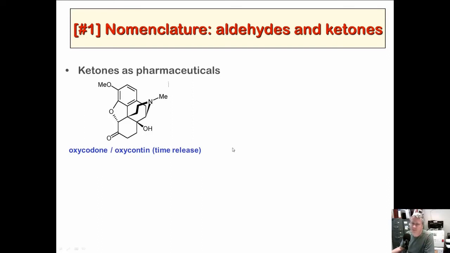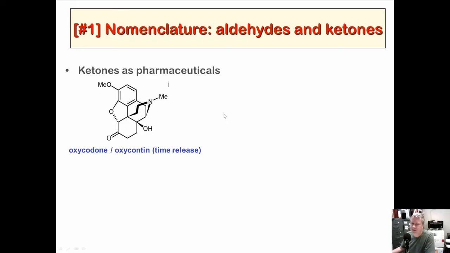So, just so you know, there are probably more examples of ketones in pharmaceuticals than aldehydes. The reason is because ketones are more stable. Aldehydes are a little less stable, a little more reactive, and so we don't really see aldehydes in drugs. I don't have any off the top of my head. There are probably a couple, but for the most part, ketones are present in more drugs.